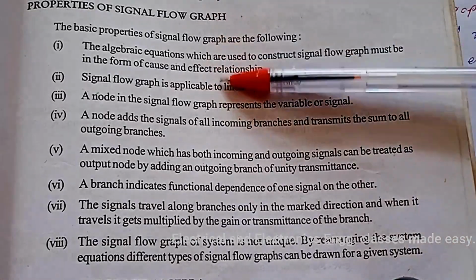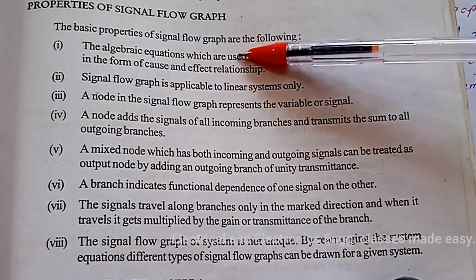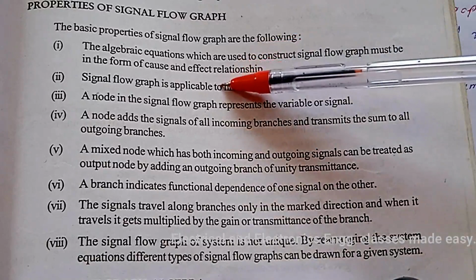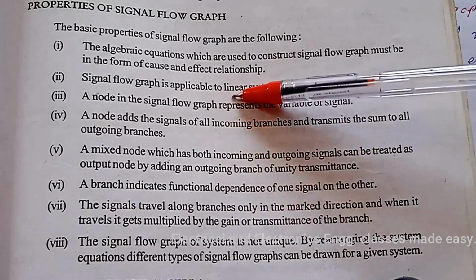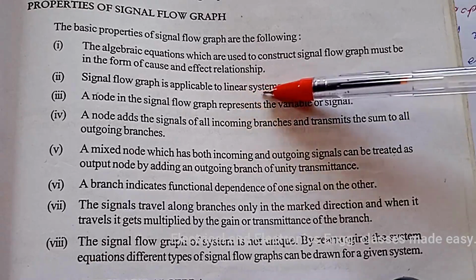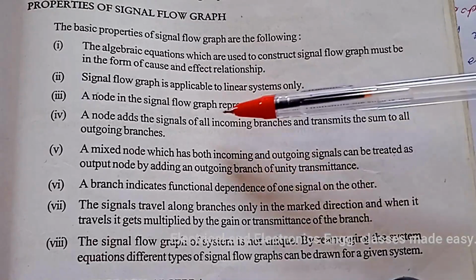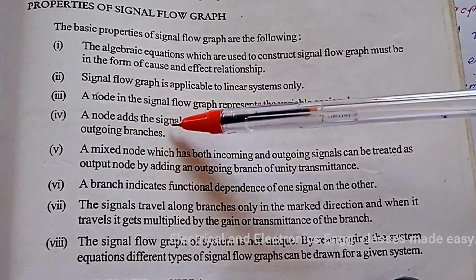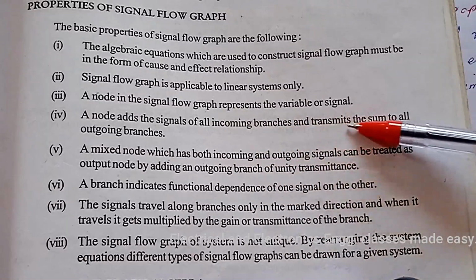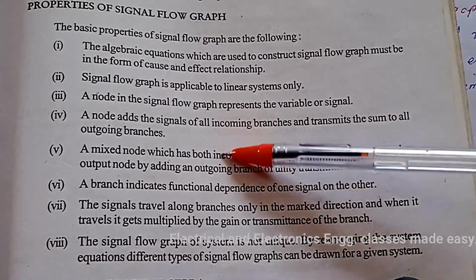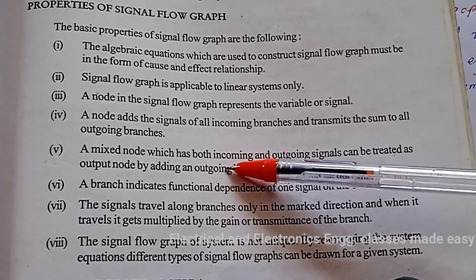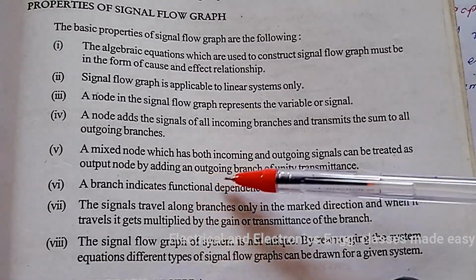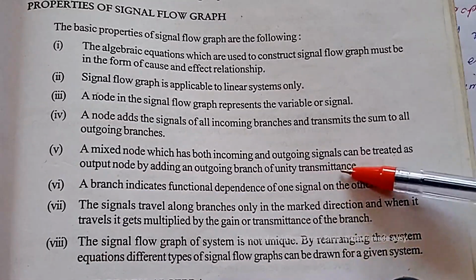Next is properties of signal flow graph. The basic properties of signal flow graph are: algebraic equations which are used to construct signal flow graph must be in the form of cause and effect relationship. Second, signal flow graph is applicable to linear systems only. Third, a node in the signal flow graph represents the variable or signal. Fourth, a node adds the signals of all incoming branches and transmits the sum to all outgoing branches. Fifth, a mixed node which has both incoming and outgoing signals can be treated as an output node by adding an outgoing branch of unity transmittance.